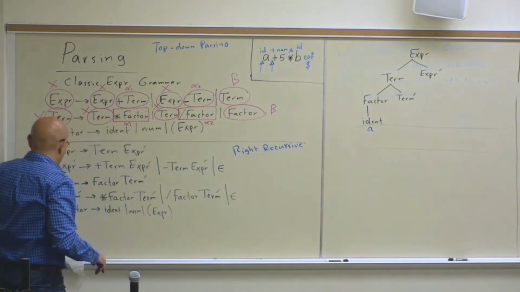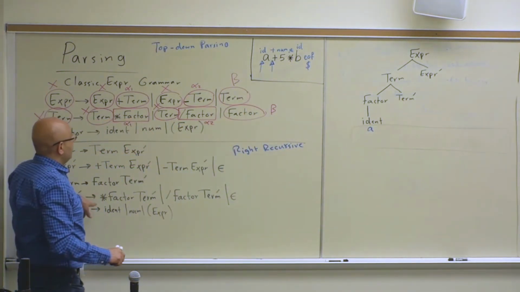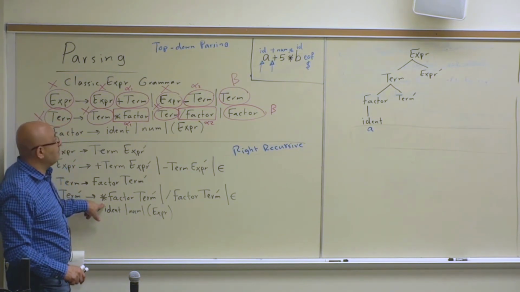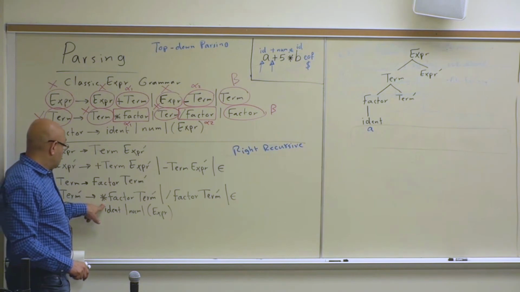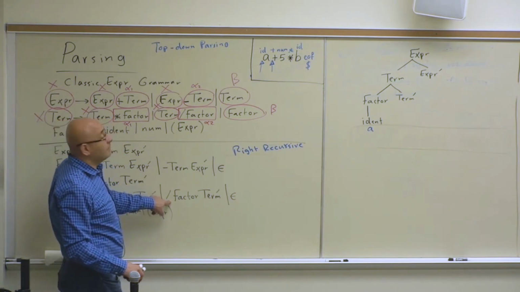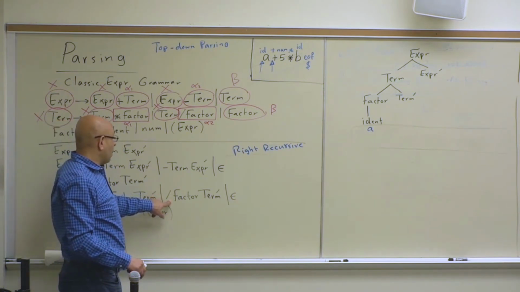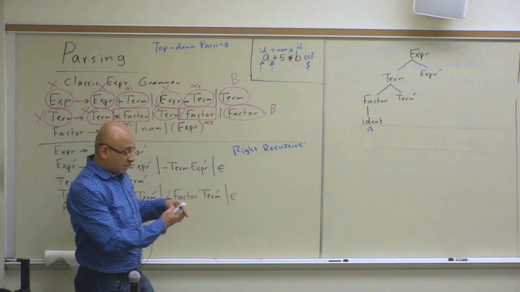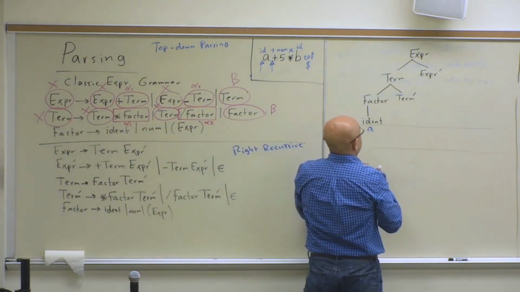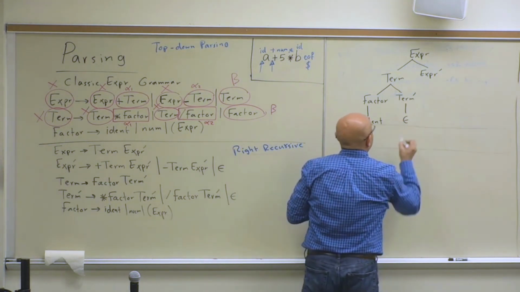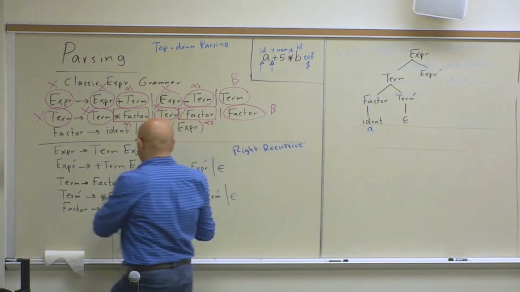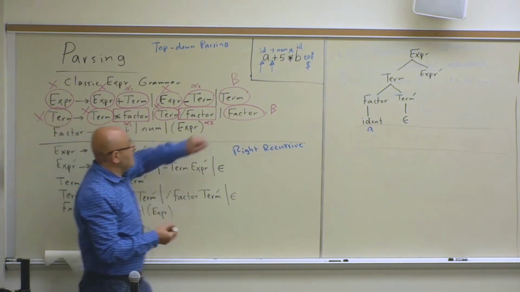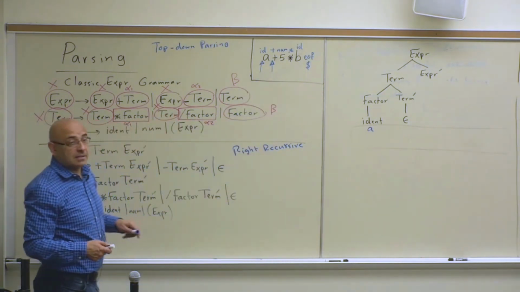So for term prime, I have multiply, something that starts with multiply. Do I have a multiply? No. Something that starts with divide. Do I have a divide? No. So the only option that I have is epsilon. So I just put an epsilon. So it's like I skip. Why? Because I don't have a multiply and I don't have a divide. What I'm seeing in the input is a plus.